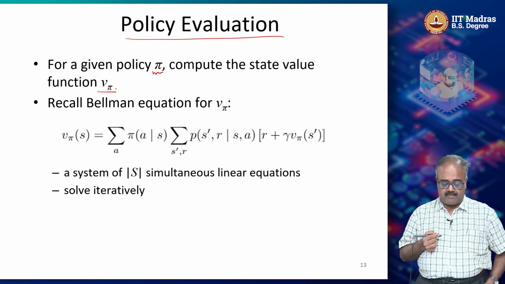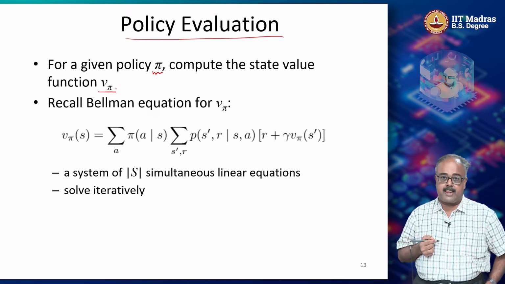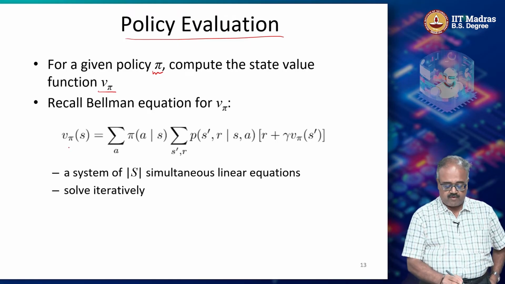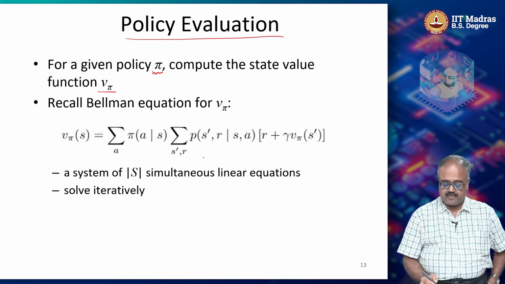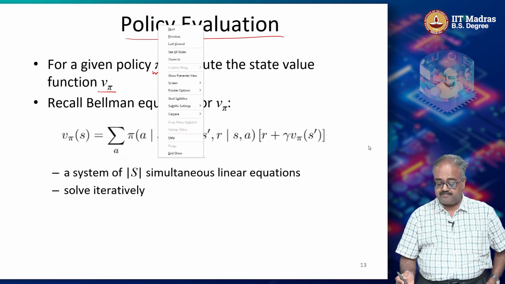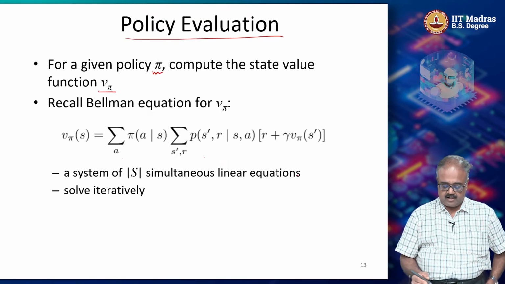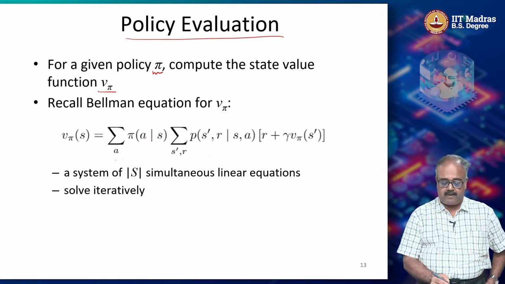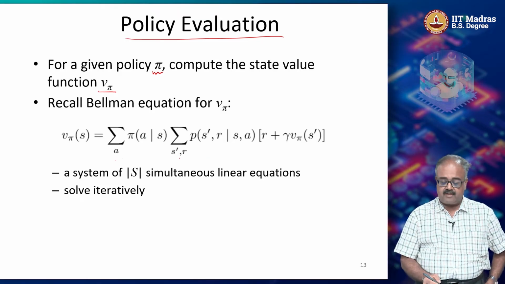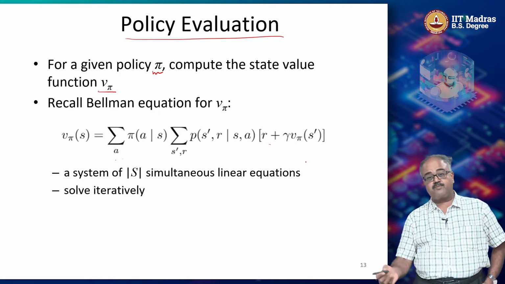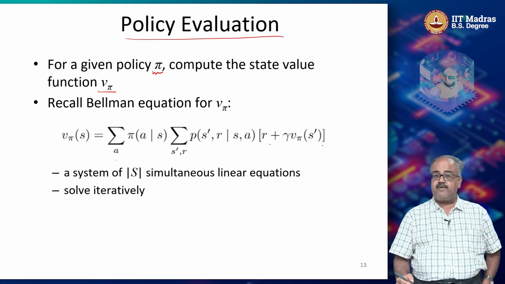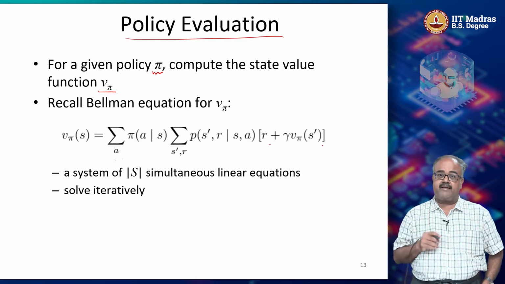Recall that we have the Bellman equation for v pi. So what is the Bellman equation for v pi? v pi of s is equal to the summation over a of pi of a given s, and summation over s prime and r of p of s prime and r given s comma a, times r plus gamma v pi of s prime. So this is the Bellman equation for v pi. We have seen this already, and we know how to derive this.